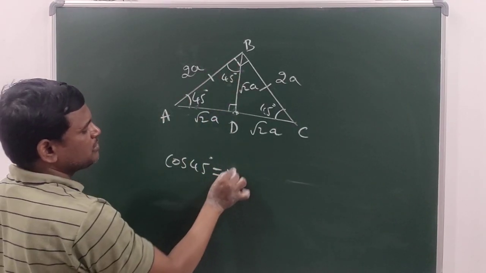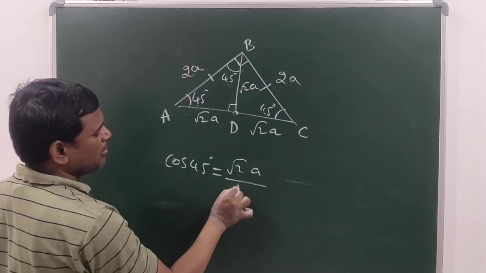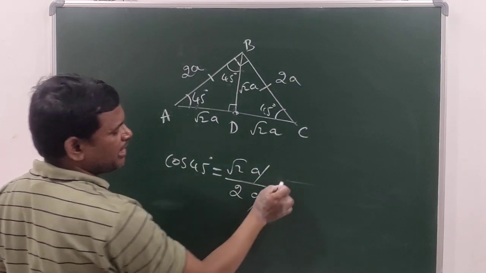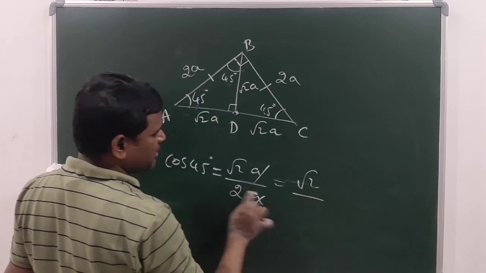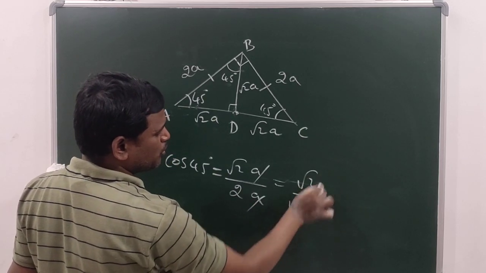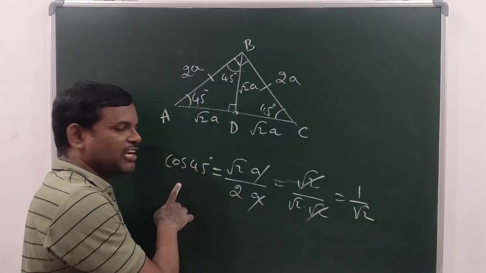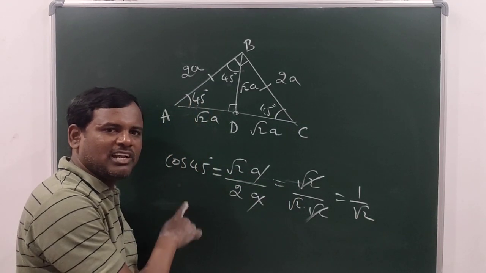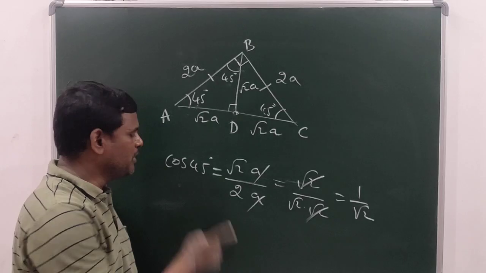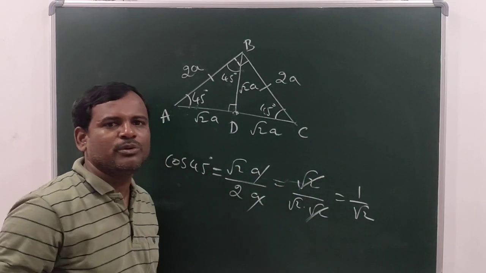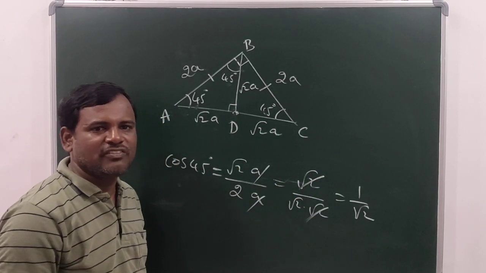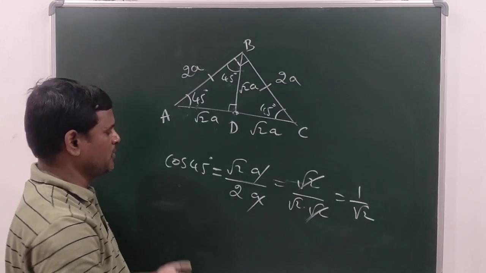Adjacent by hypotenuse: root 2a by 2a. The a cancels. Now root 2 by 2, the 2 can be written as root 2 into root 2. Both cancel, giving 1 by root 2. Now observe here, sin 45 is 1 by root 2. Similarly, cos 45 is also 1 by root 2. If cos 45 is 1 by root 2, then its reciprocal, secant 45, is root 2.